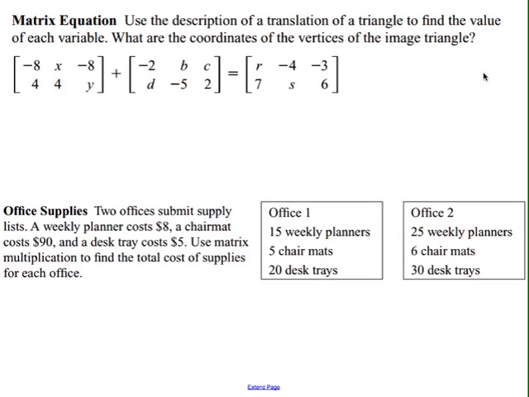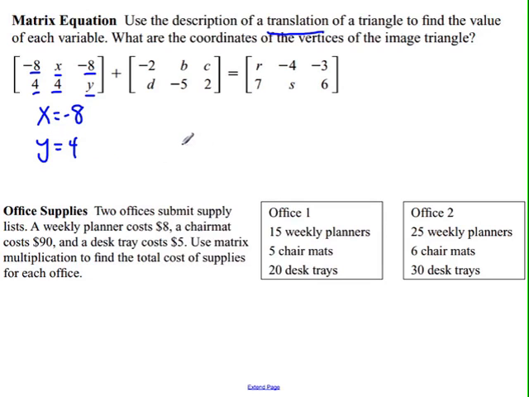It says use a description of a translation of a triangle to find the value of each variable. What you have to do is recognize that one of these is going to be a translation matrix and one of these is going to represent the coordinates of the triangle. With the translation matrix, which is this first one, all the coordinates representing the x are going to be the same. So I would imagine that x is going to equal -8. The idea here is that we're going to shift all these x coordinates the same amount, -8. It means all the y coordinates, these down here, will be shifted the same amount, 4, and well, y is going to have to equal 4.